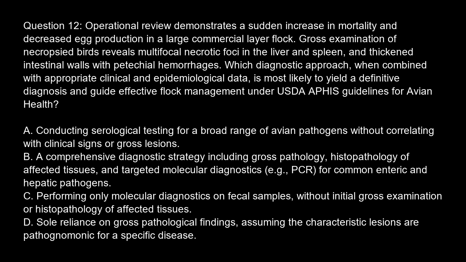Option A. Conducting serological testing for a broad range of avian pathogens without correlating with clinical signs or gross lesions. Option B. A comprehensive diagnostic strategy including gross pathology, histopathology of affected tissues, and targeted molecular diagnostics, e.g. PCR for common enteric and hepatic pathogens. Option C. Performing only molecular diagnostics on fecal samples without initial gross examination or histopathology of affected tissues. Option D. Sole reliance on gross pathological findings, assuming the characteristic lesions are pathognomonic for a specific disease.